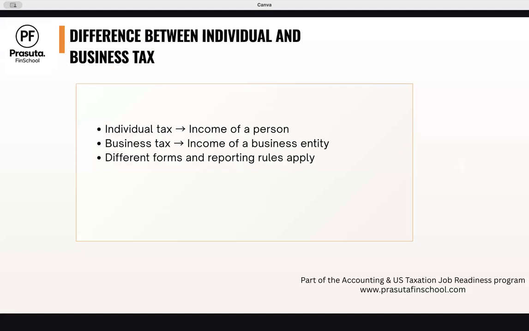Then, what is the difference between individual and business tax? Individual tax is the tax paid by a person on his income during a particular year, and business tax is the tax paid by a business entity with regard to its income during a particular year. Different forms and reporting rules apply.